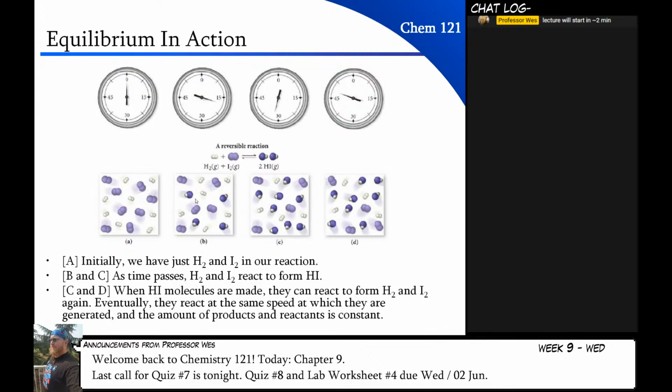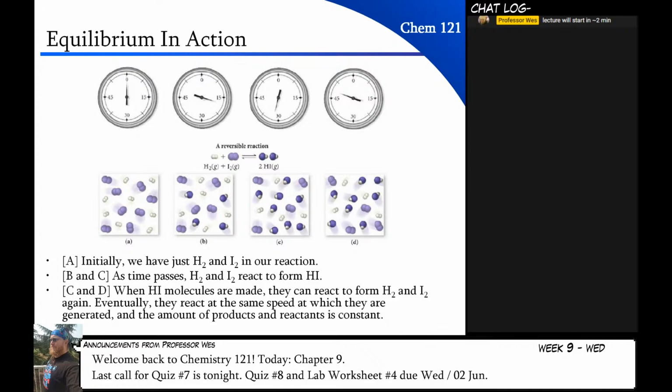So here you can see that in B there's more than A, so we're not at equilibrium. In C you could see there's more than B, so we're not at equilibrium. But at D you can see that there's the same amount as C, so we must be at equilibrium.